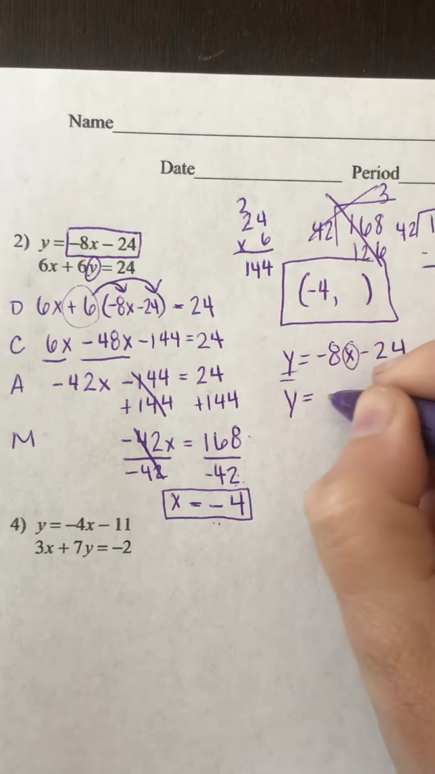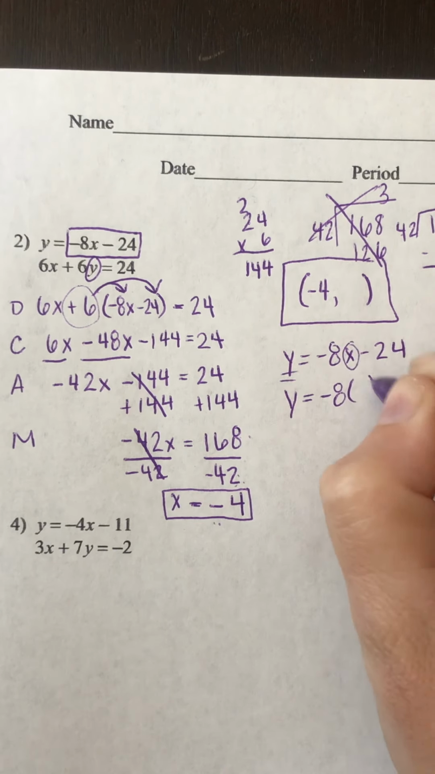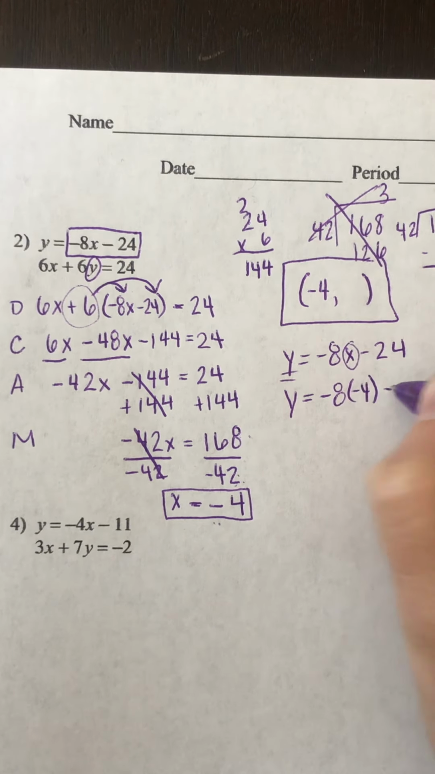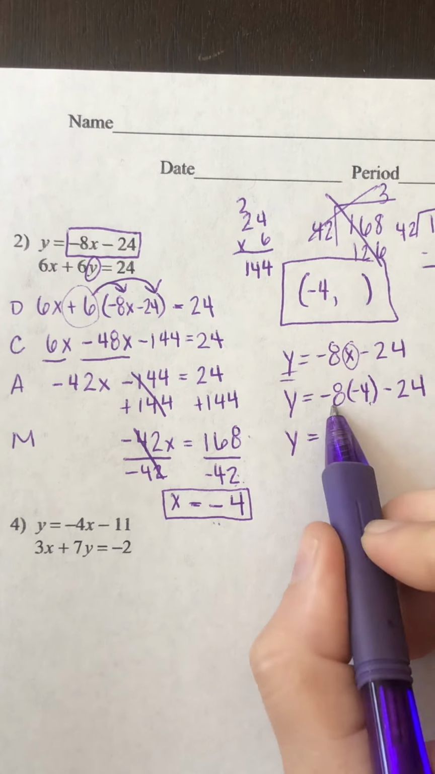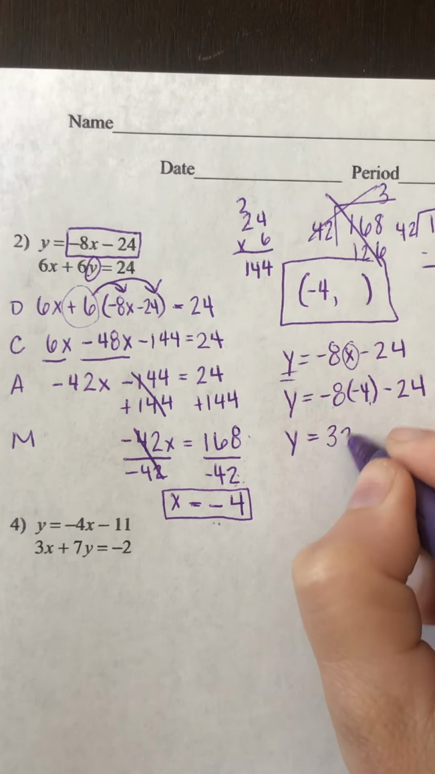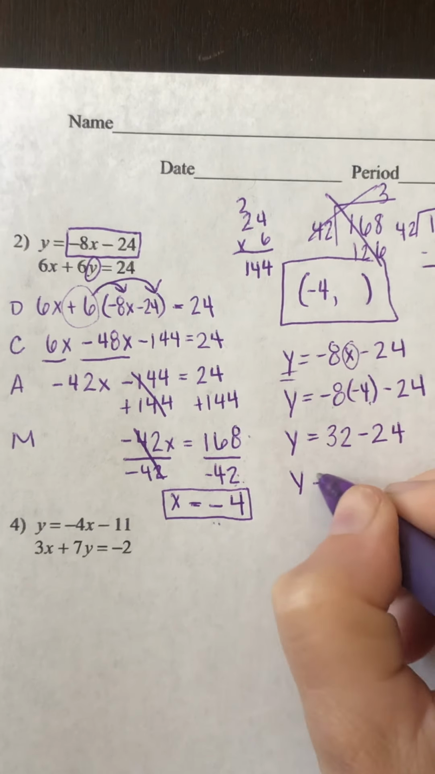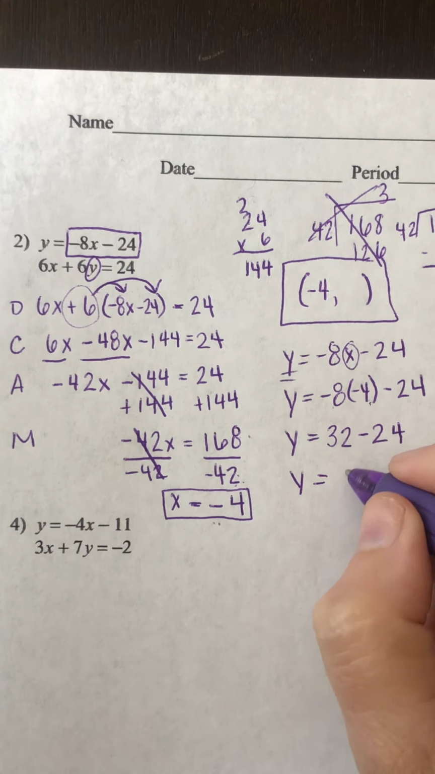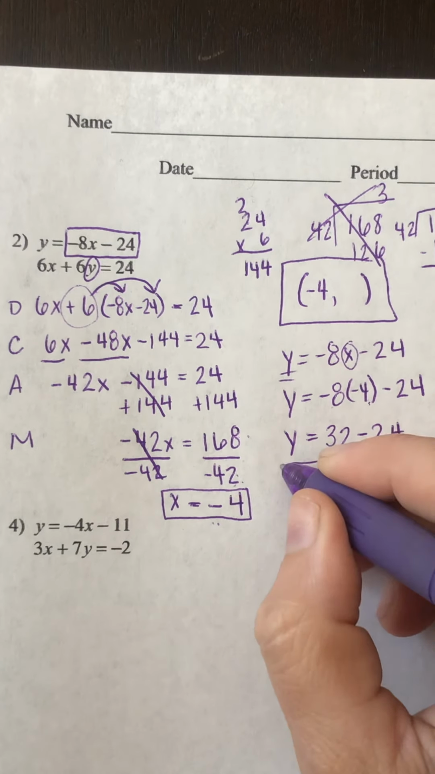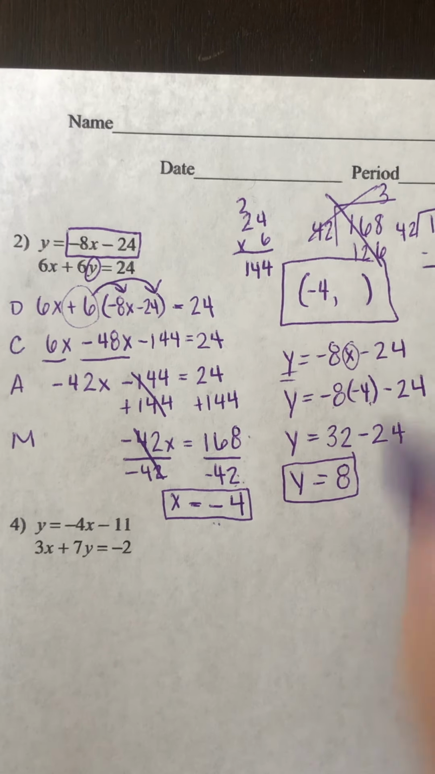So y equals negative 8 times negative 4 minus 24. Y equals negative times negative is going to give us a positive value. 8 times 4 is going to give us 32. So 32 minus 24 will give us our final value of y, which is going to be 8. All right, so that's our other part of our solution.